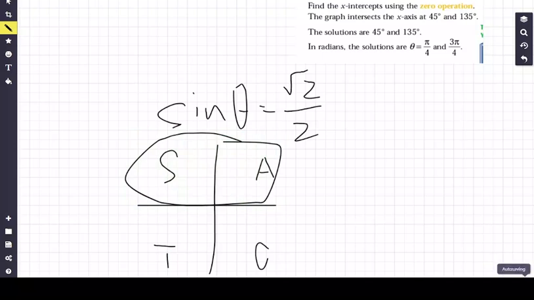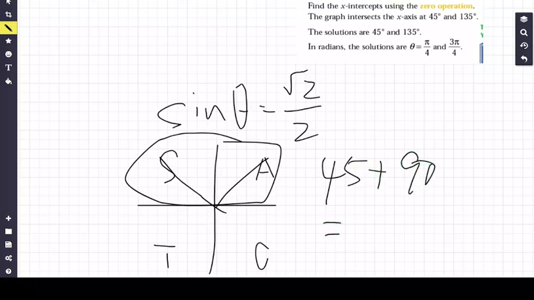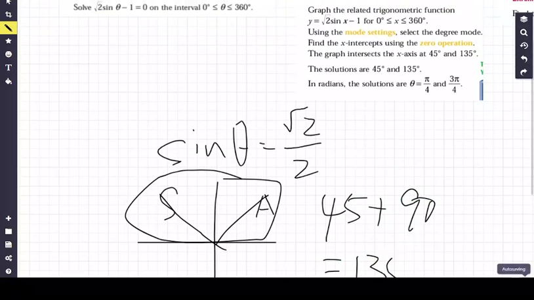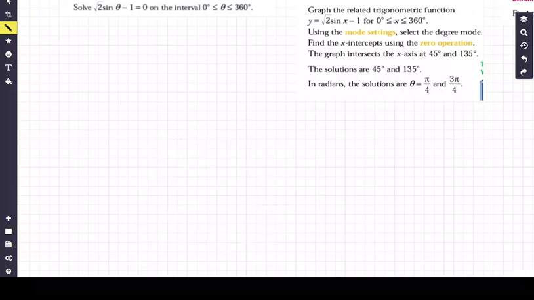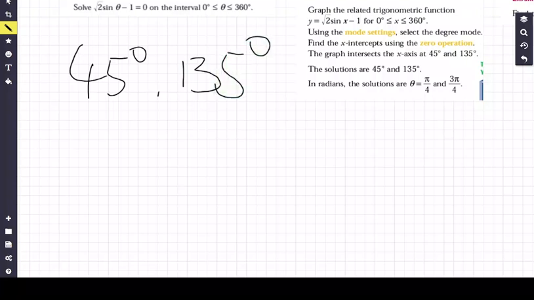So we understand it's 45. So there has to be another angle here that gives the same exact value. And to find this angle, what are we going to add? We're going to add 90. So 45 plus 90 is going to go ahead and give you 135 degrees. And we found our answer. Let me just write it out. 45 degrees and 135 degrees.